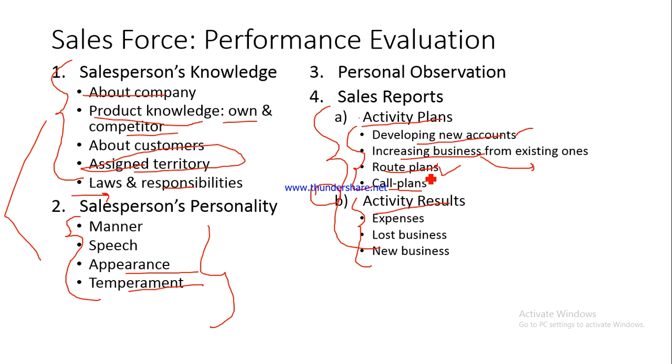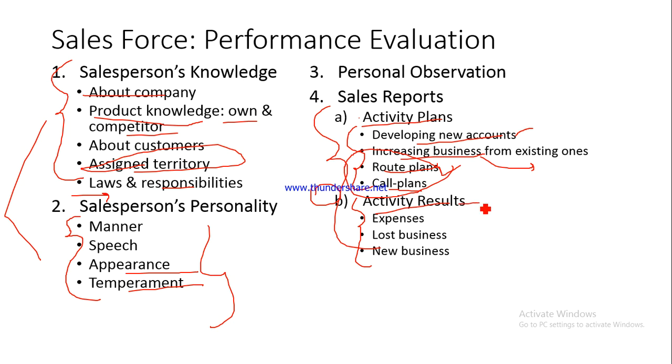These customers are settled along the route, so you decide which one to visit first and which one to visit second, and you have to do it in a fashion that you spend the least amount of time and money in traveling. So these route plans and the call plans which are furnished by the salesperson can also act as criteria for performance evaluation of these salespeople.